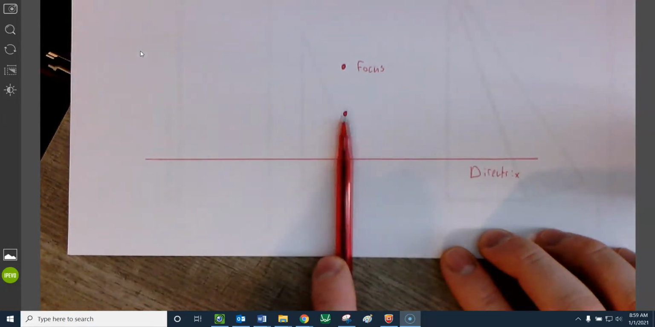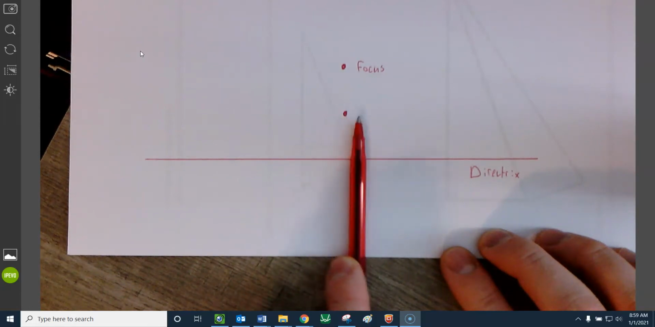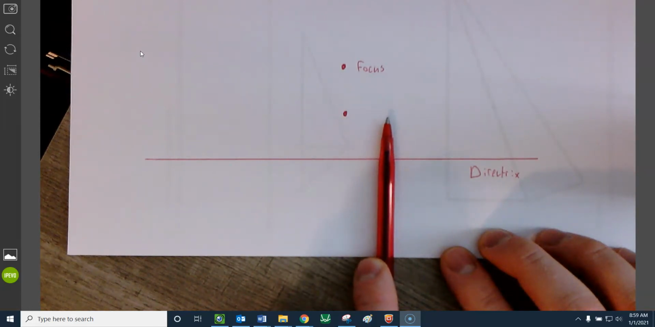I'm using my little pen here as a distance measurer. I'll try to move it over. Perfect. This distance. If I just move this straight to the right, maybe like right here, I'm still the same distance away from the directrix, but I'm further away from the focus. And that's not our definition. I couldn't put a point right here.